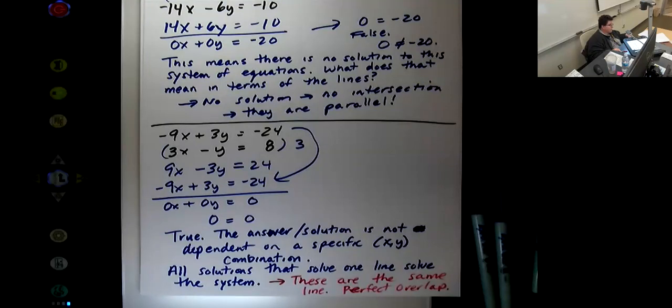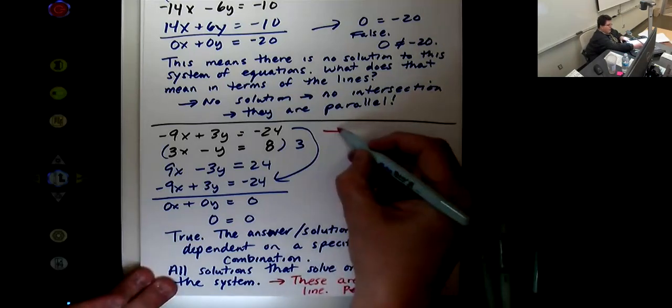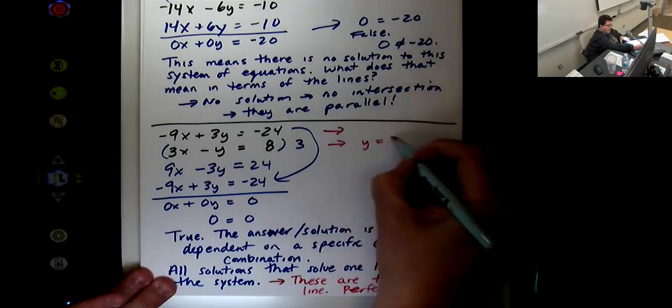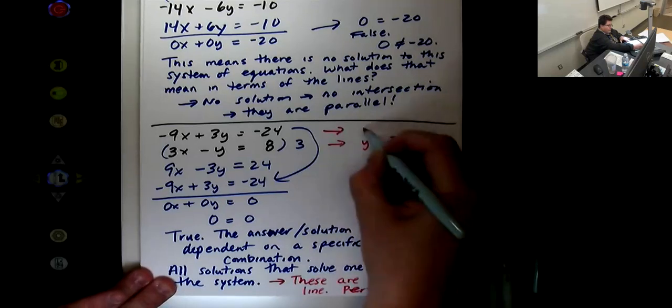So like one line together. What? Like one line together. Yeah. Which means if you reduce them to slope intercept form, you'd have the same equation. In fact, if you did that, you will see y equals 3x minus 8 for both.